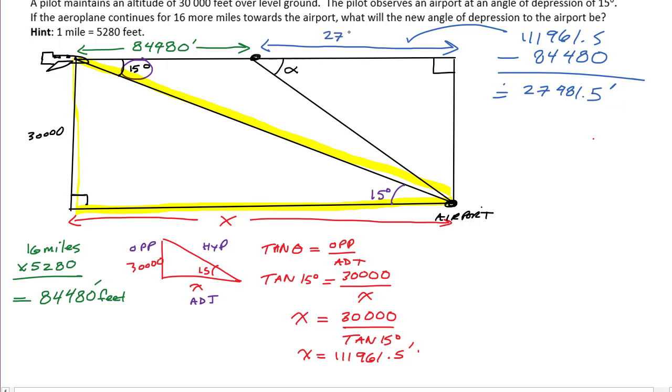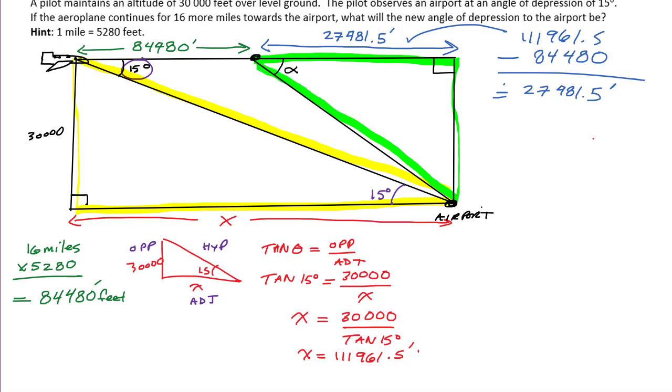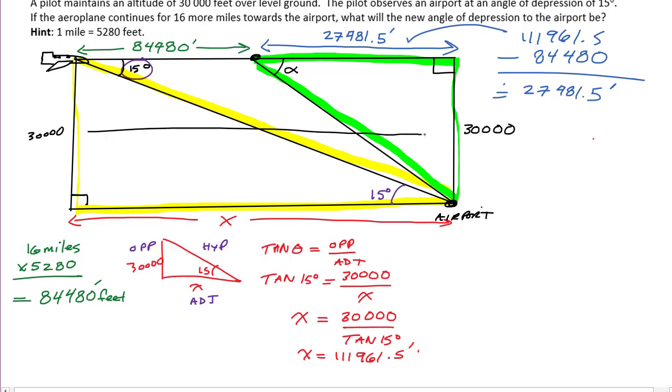Let me write that in here, 27,481.5. Sorry, every time I draw a 4, it seems to connect and look like a 9. Now to finish it off, we're going to do another right angle triangle. We have a right angle triangle right here. We know this side, the 27,000 we just found. Don't forget, we already know this side is also 30,000 because it's the same height as on the other side. So that's 30,000, that's 30,000.